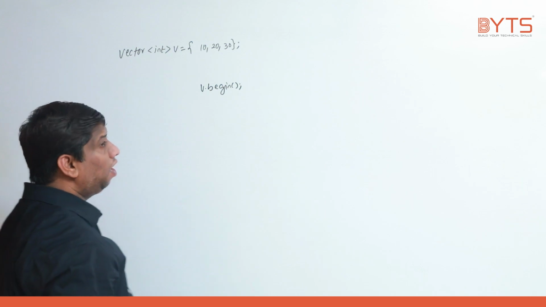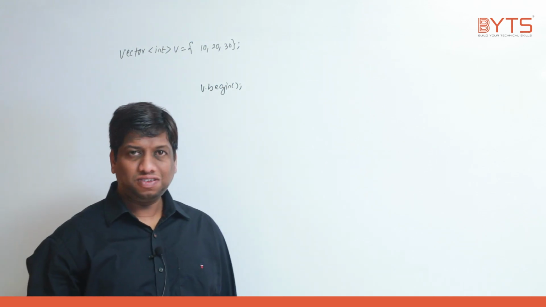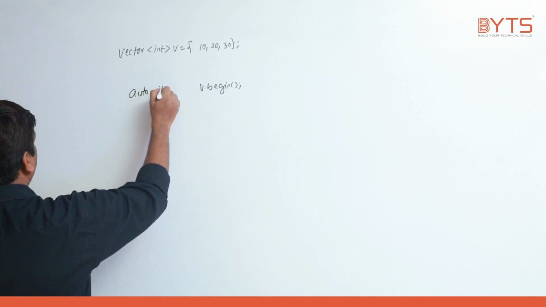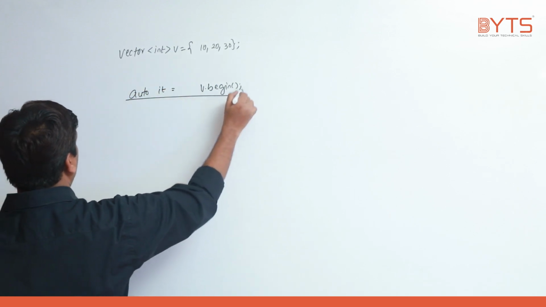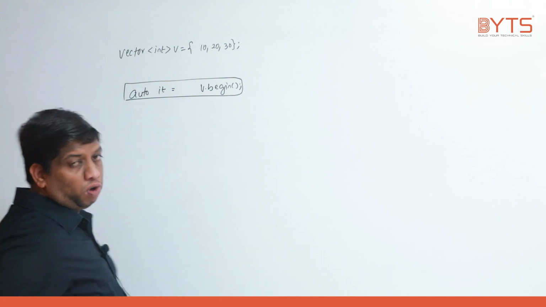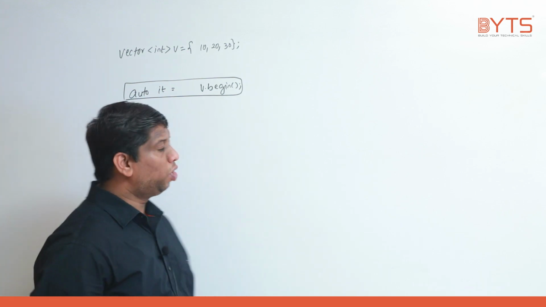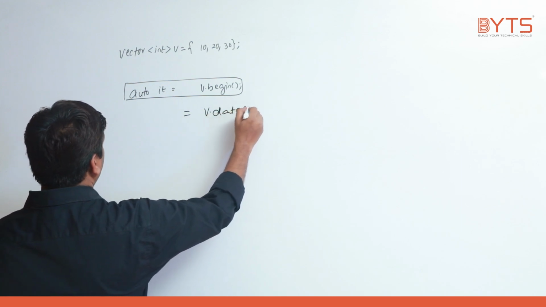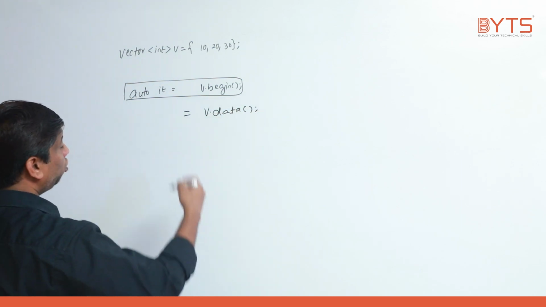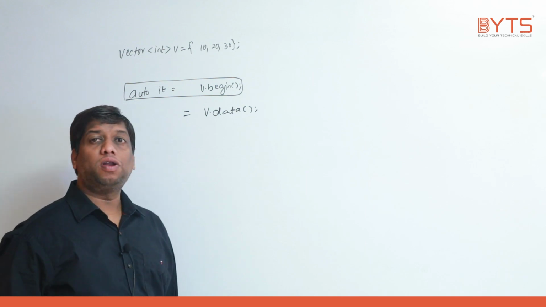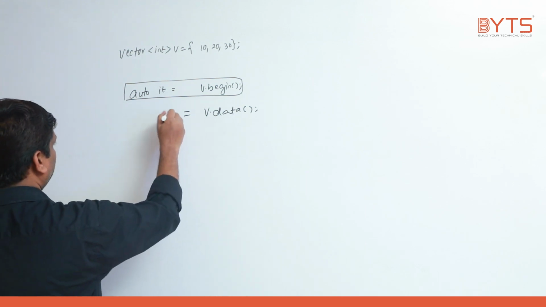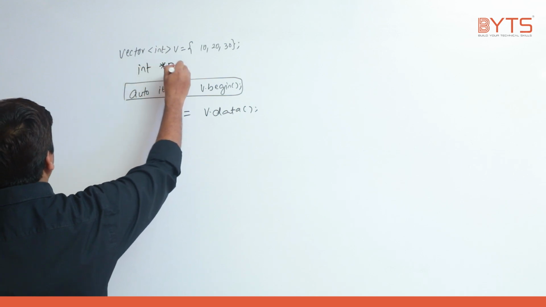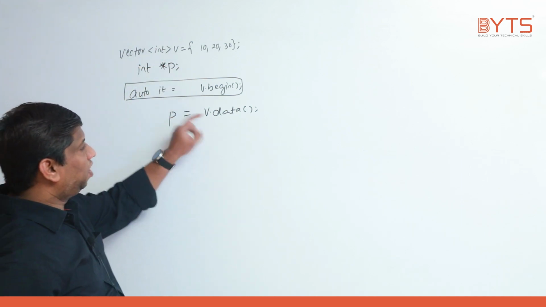An iterator to the first element is returned. So you need to store it in which variable? Auto. Instead of this, I want a pointer to the first element. How do I do that? Listen carefully, v.data. Whenever you write v.data, it returns an actual pointer to the first element. So p should be what type? int *p. Understand the difference between v.begin and v.data.